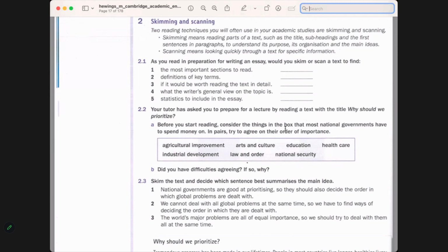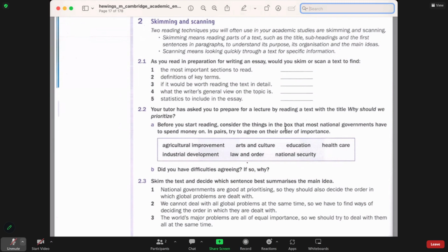And of course, it depends on each country. So let's think about Ukraine and priorities for our country of all these areas. Do you have any suggestions, or do you need time to think it over?